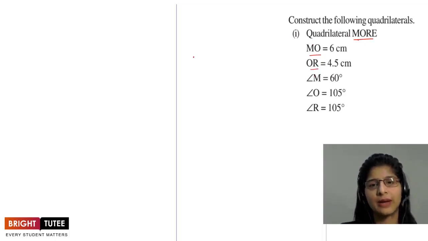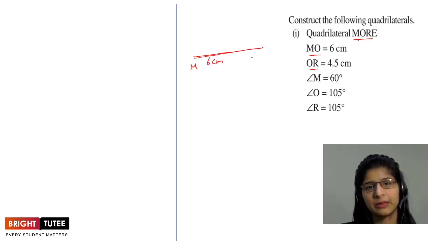Okay, so let us draw MORE. So MO is 6 centimeter. Okay, this is 6 centimeter. Let us name it as MO. Then OR is 4.5 centimeter. At O there is an angle of 105 degrees. Okay, so from O point, OR distance is 4.5.